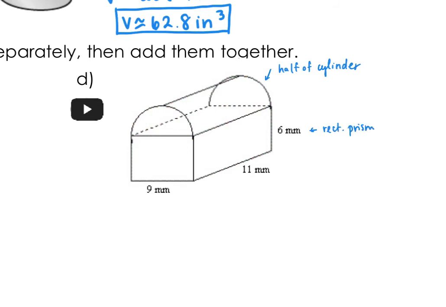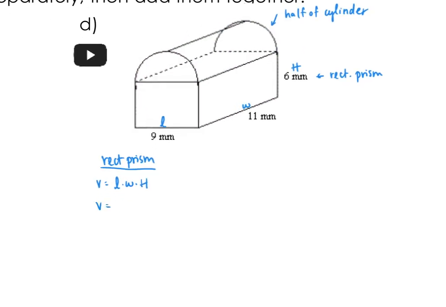Okay, so let's do the easy part first. Let's find the volume of the rectangular prism. And the way we find the volume of a rectangular prism is just length times width times height. So this is my length, this is my width, and that's my height. So the volume of the bottom part is just going to be 9 times 11 times 6, which is 594 millimeters cubed.